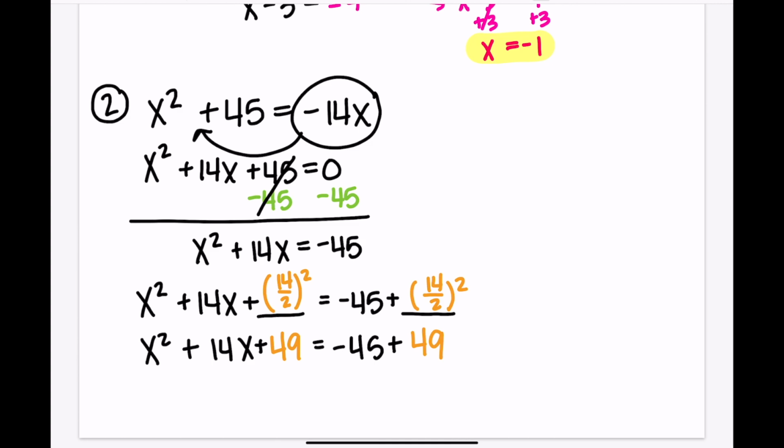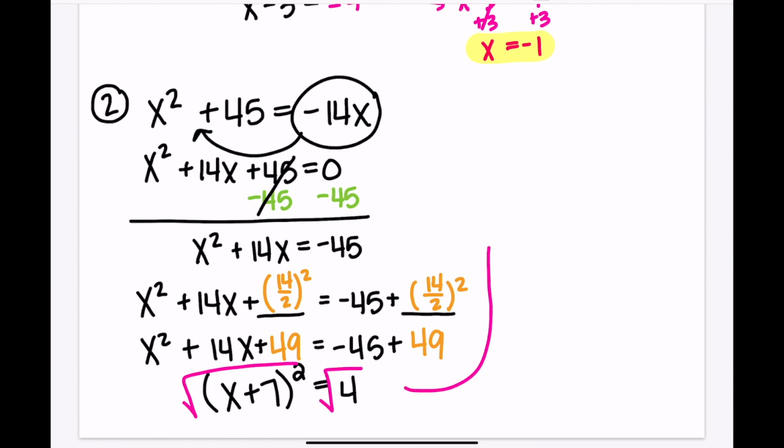Right, now we can use the x chart and find what our factors would be. Okay, so what are two numbers that multiply to be 49 and add to be 14? That would be positive 7, so that's going to give us x plus 7 times itself. So I'm going to skip a step here and go ahead and jump to x plus 7 squared equals negative 45 plus 49 is positive 4. Now we're going to solve by taking the square root on each side. All right, so let's see what that gives us.